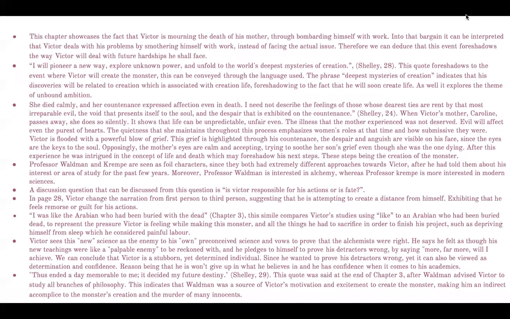Now, this is an intense analysis. So basically, this chapter showcases that Victor is mourning the death of his mother, and his approach to mourning this death is through bombarding himself with work. And what we can interpret from this is that how Victor deals with his problems in general in life is through bombarding himself with work in order to not think about this.